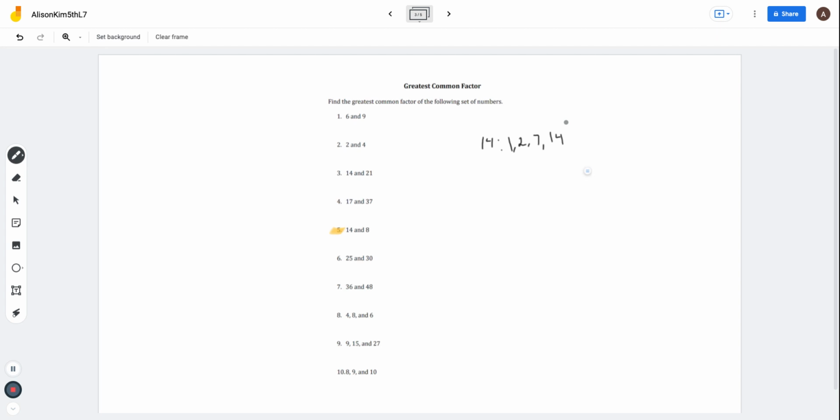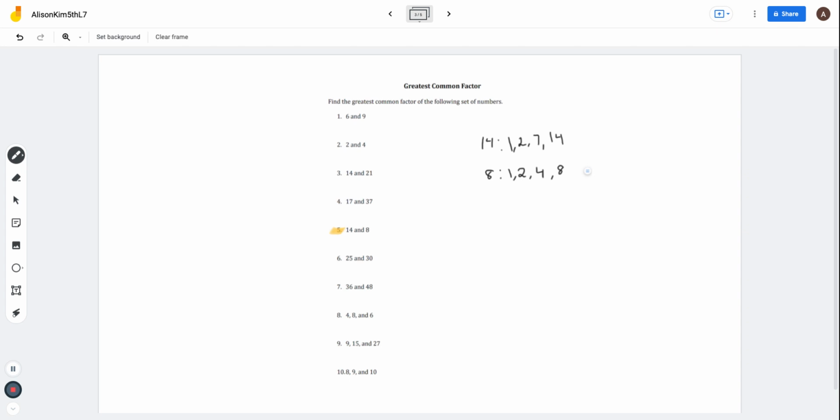Now we're going to move on to finding the factors of 8. So I'm going to put 8, and then I'm going to find the factors. So obviously 1 and 8, right? But 2 can also go in, and 2 times what equals 8? 4. So it's 1, 2, 4, and 8. And nothing else can go into 8 because there's no other factors. So once we found the factors of both 14 and 8, we're going to look at all the factors. We're going to have to find the number that is the same, but then the highest number that's the same.